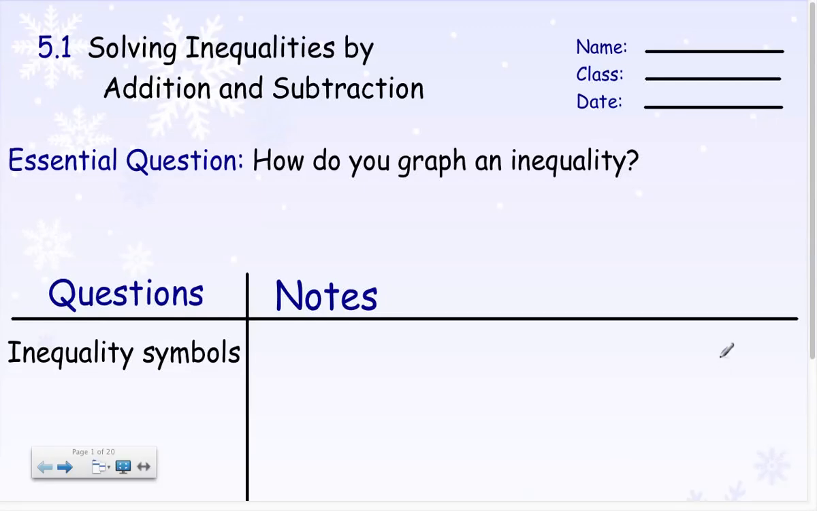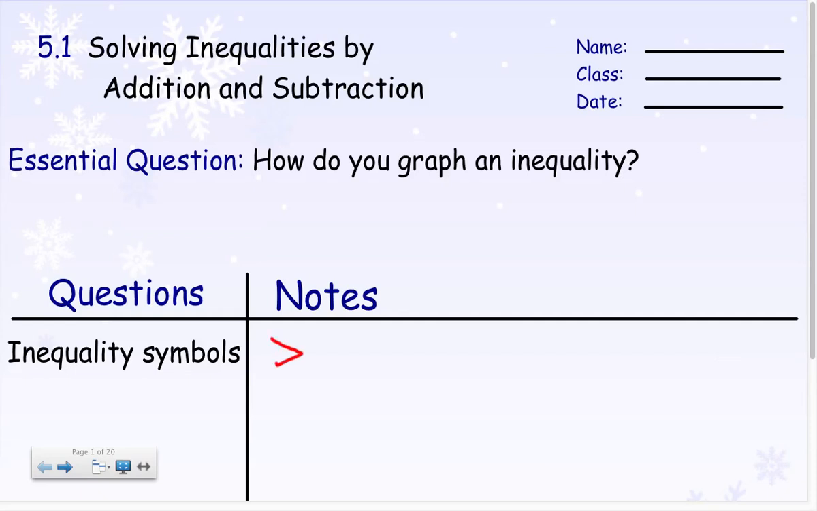Lesson 5.1, Solving Inequalities by Addition and Subtraction. Essential question: how do you graph an inequality? The vocab word for this lesson is inequality symbols. Inequality symbols are something that you should be familiar with. Once I write them down, I think that you'll recognize them.